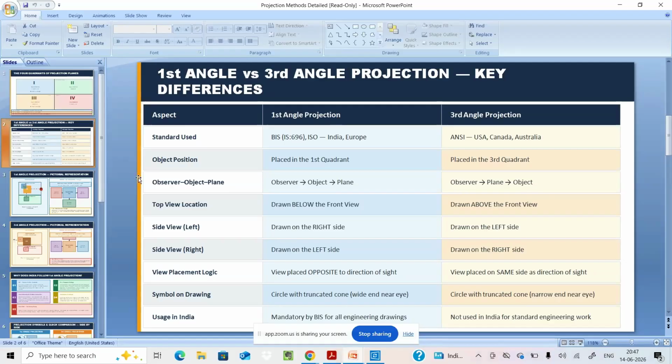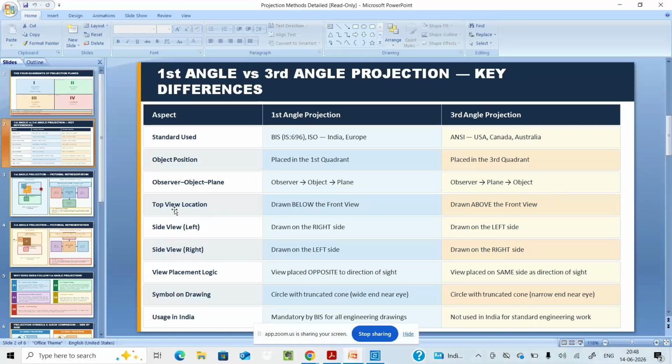First angle projection. Similar to India and Europe. Okay, fine. Then we are using the first angle only, where the object is placed in the first quadrant, and the object is placed between the observer and the plane, whereas in the third angle, the plane is placed between the observer and the object.